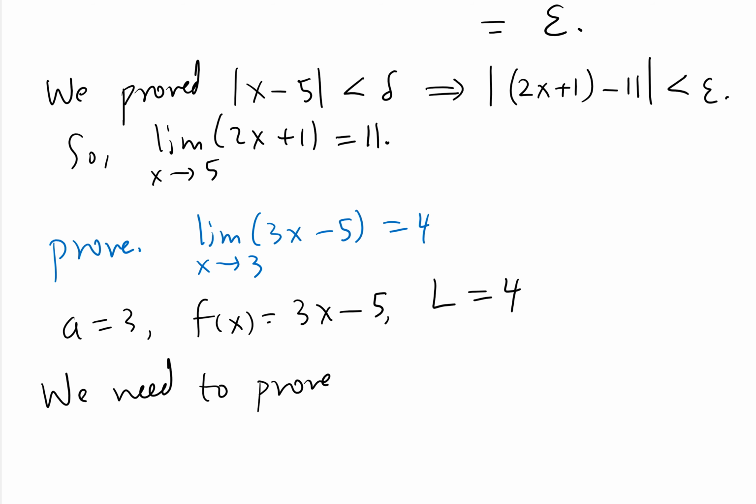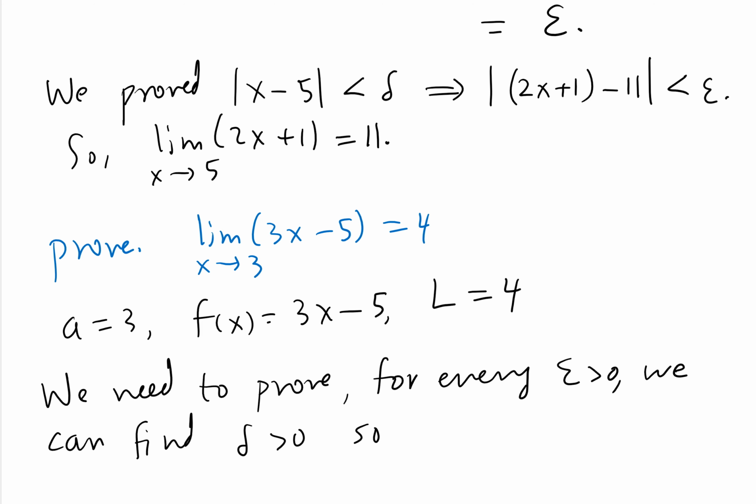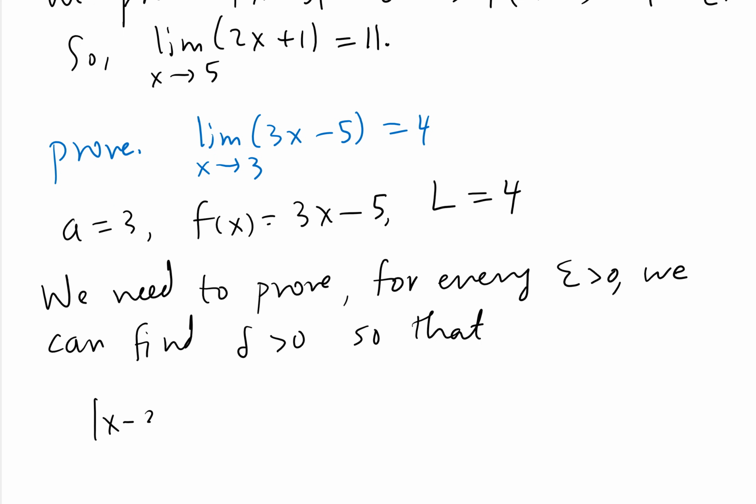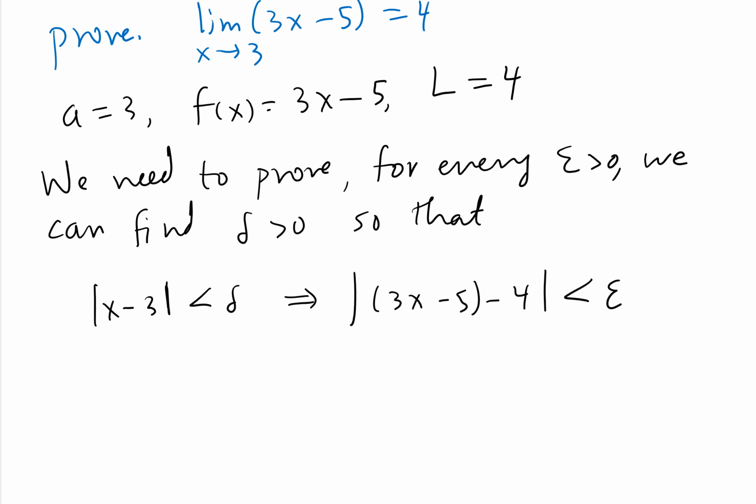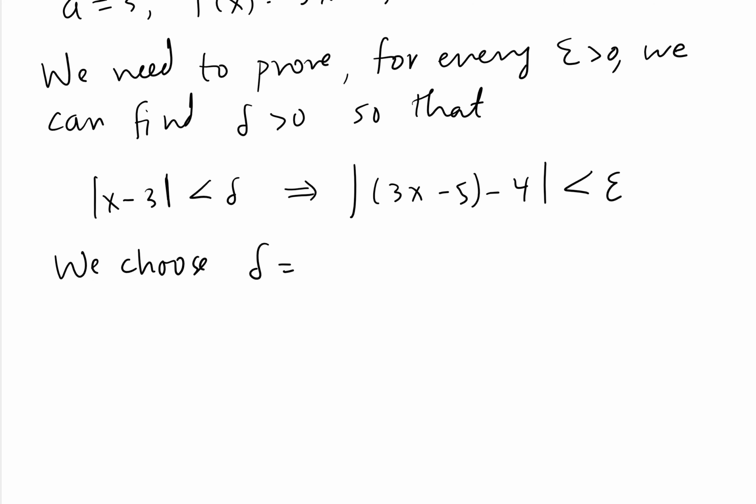We need to prove for every epsilon bigger than 0, we can find delta bigger than 0, so that absolute value of x minus 3 less than delta implies absolute value of 3x minus 5 minus 4 is less than epsilon. Again, same process. We choose delta equals something in terms of epsilon, which we'll come back to in a minute.